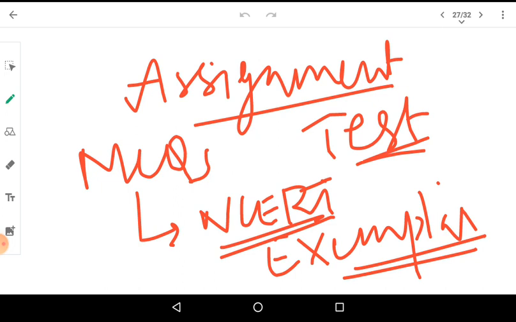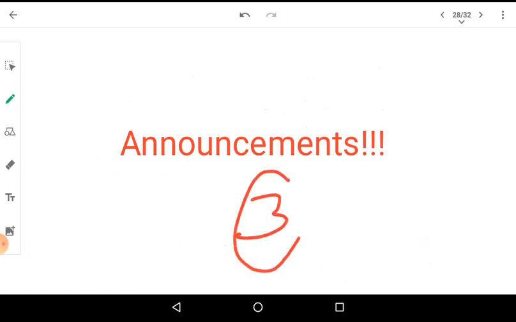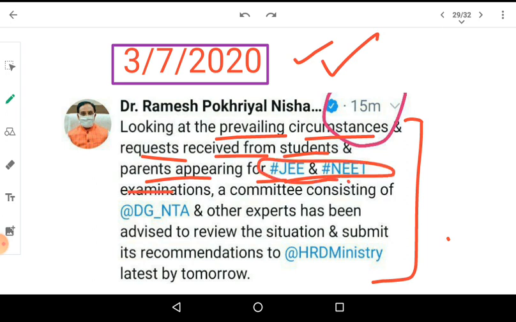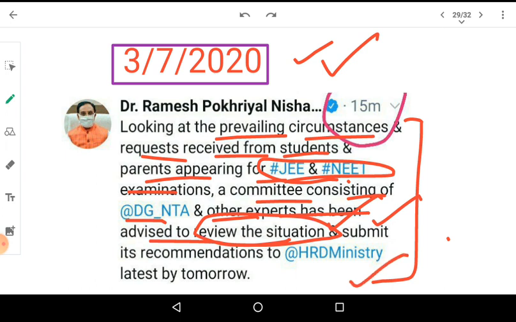Now, before we conclude today's lecture, we have three important announcements. Number 1, today is 3/7/2020, and yesterday Dr. Ramesh Pokhriyal sir, the respected MHRD minister, has made the following tweet. Looking at the prevailing circumstances and requests received from the students and parents appearing for JEE and NEET examinations, a committee consisting of DG NTA and other experts has been advised to review the situation. They haven't yet discussed postponement or cancelling the exam, but they are going to review the situation. That is what we are getting from the MHRD minister today. So we can hope for the best. Let's wait and watch, because we are going to get the report by today or maximum by tomorrow from the HRD ministry and also from NTA regarding whether there is any change in the NEET examination date.